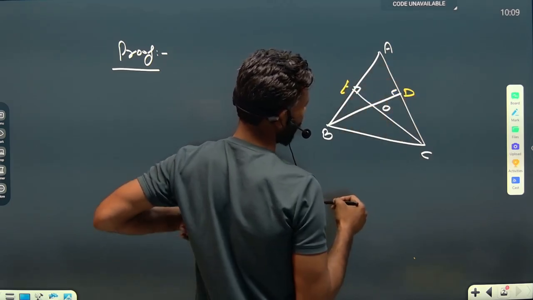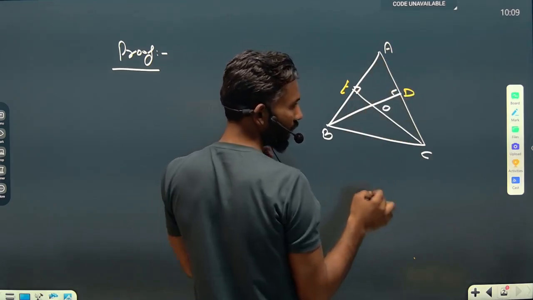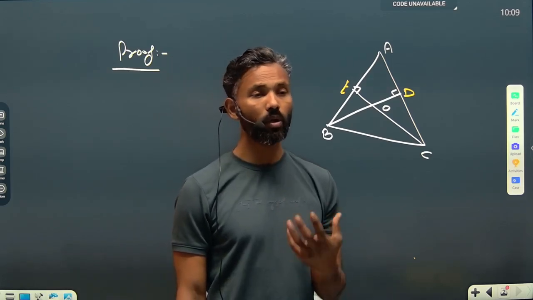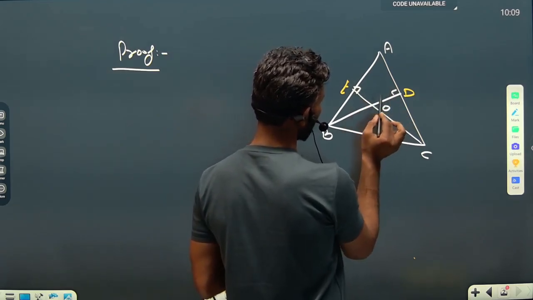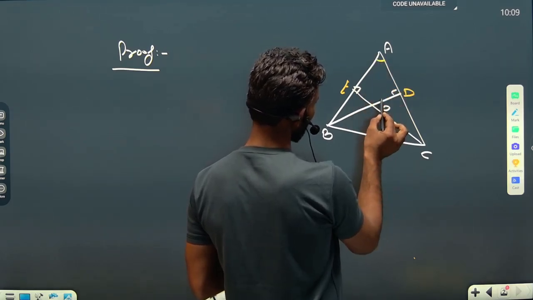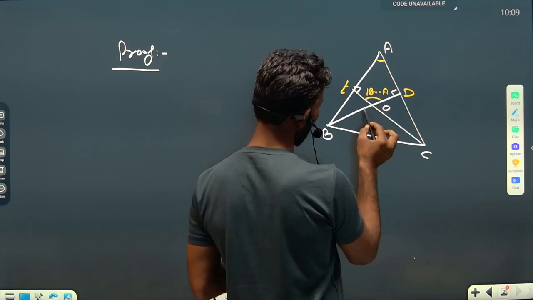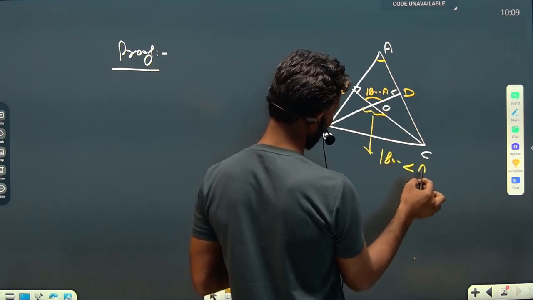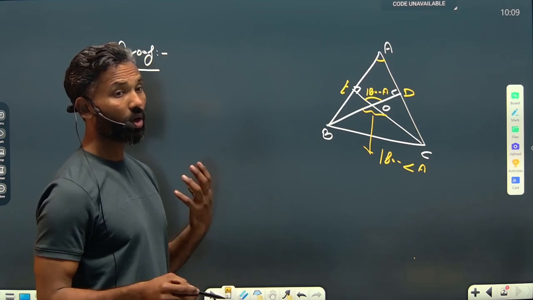AEOD is a quadrilateral, and you know very well that the sum of all interior angles of a quadrilateral will always be equal to 360 degrees. So the sum of these two angles equals 180 degrees. If these two angles are 180 and this is angle A, it will be 180 minus A. Understand that? If this is 180 minus A, it will also be 180 minus A. So this is the simple proof of the angle at the orthocenter.